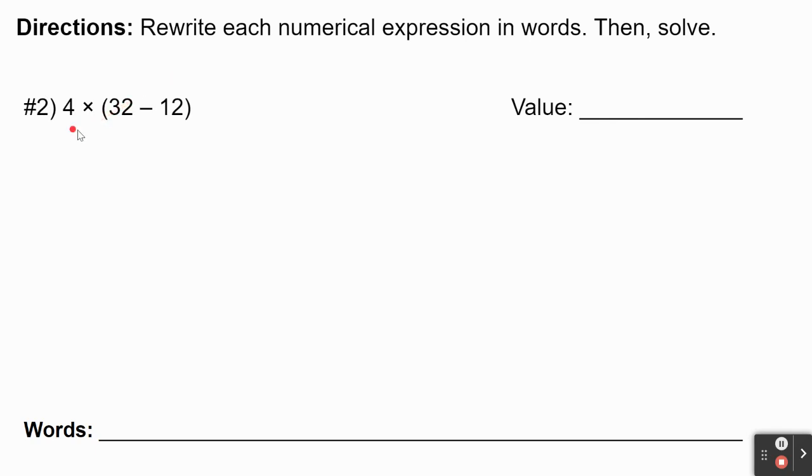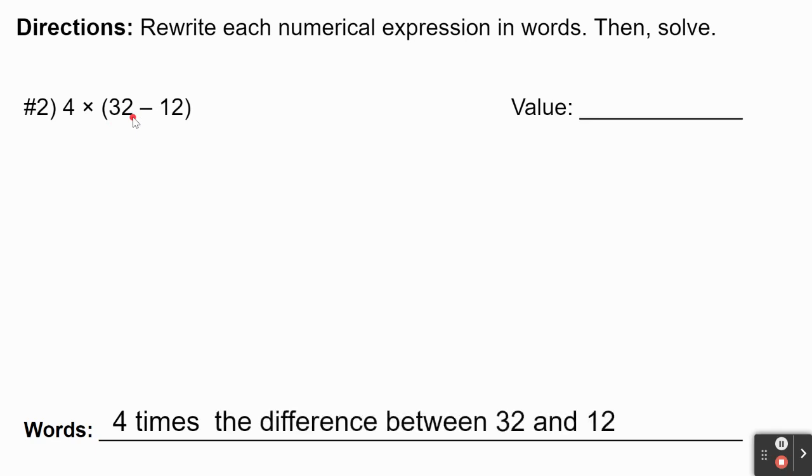Here we're multiplying 4 times the answer to 32 minus 12. So let's start here. We're going to be multiplying 4 by the answer, so we can write 4 times. Now the answer to 32 minus 12 would be the difference, because the difference means we're finding that answer to a subtraction problem. The difference between, and then we put the 2 numbers that we're subtracting, 32 and 12.